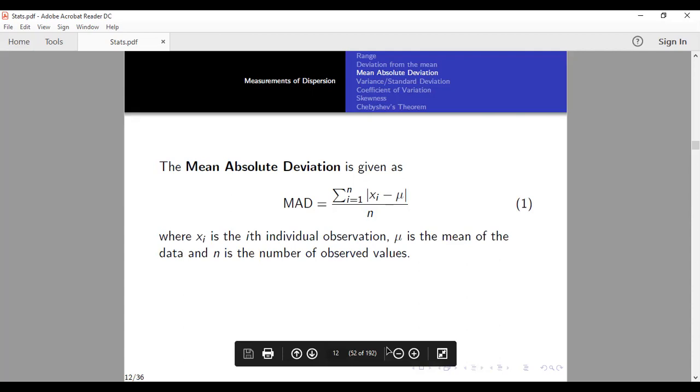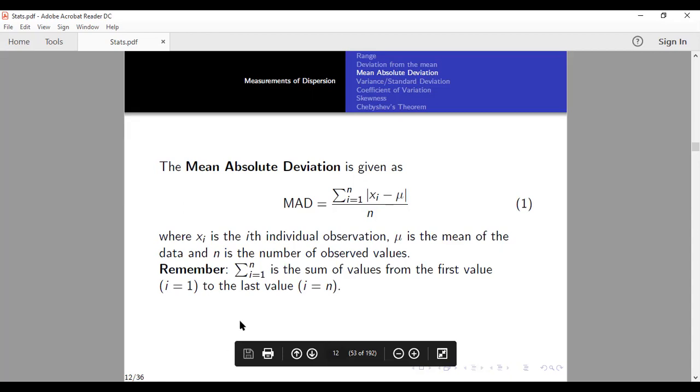Now, of course, xi is the ith value that you've observed. Mu is the mean of the data, in this case a population. And n is the number of observed values. Again, just a quick reminder, this represents the sum of values from the first value, where i is equal to 1, to the last value, where i is equal to n.